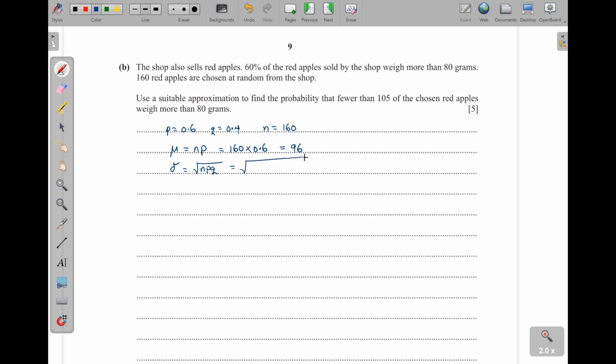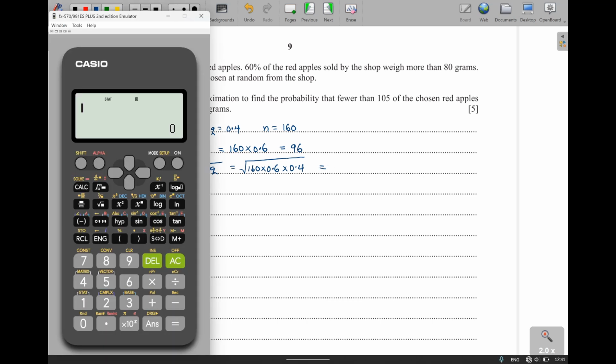So this is 160 times the p, which is 0.6, times the q, which is 0.4. Okay? Then what does this one give us without the square root? 160 times 0.6 times 0.4. That is 38.4.